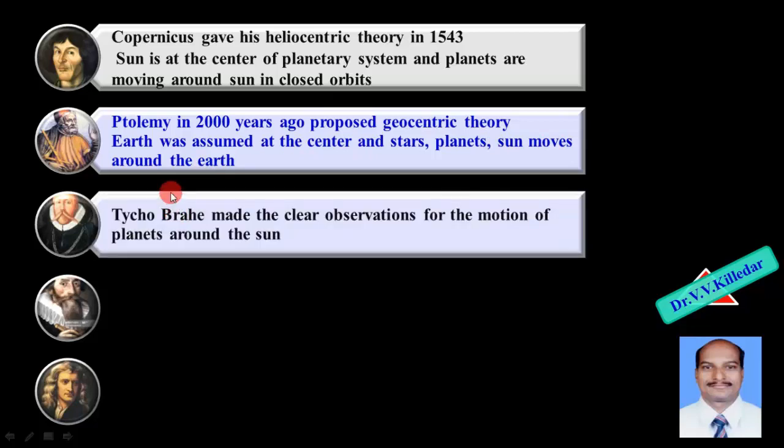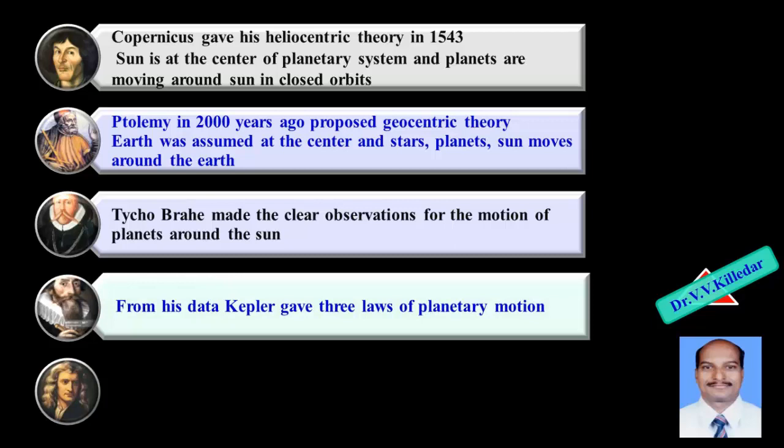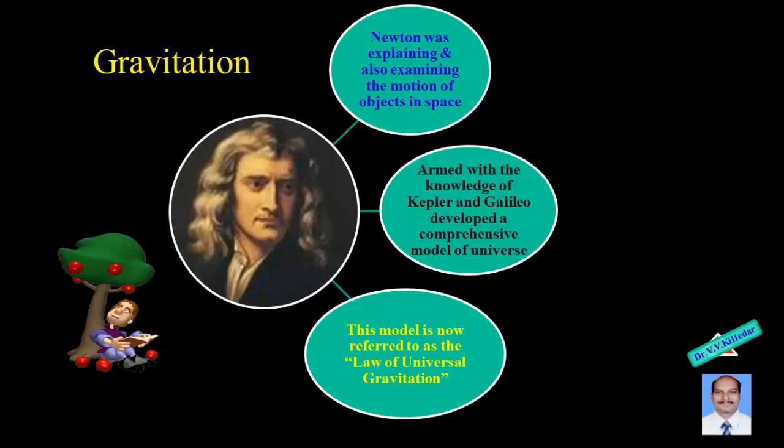Tycho Brahe made clear observations of the motion of planets around the sun, and he collected huge data related to the planetary motion. Kepler used this data and gave 3 laws of planetary motion. In 1666, Newton derived his universal law of gravitation from Kepler's laws of motion. So this is the brief history of the theory of gravitation.